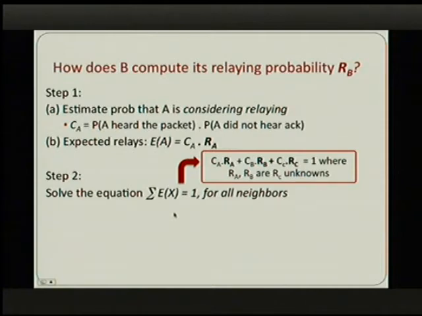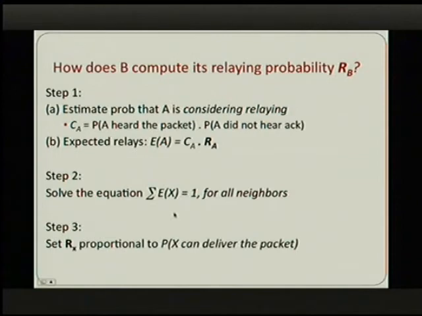Notice that if B solves this problem, it not only determines its own relaying probability, but also the relaying probability of its neighbors. And every node is doing the same thing, which means that all nodes are estimating their own relaying probabilities plus that of the neighbors, and the probabilities work out in such a way that they all make consistent decisions. So here, of course, this is an under-constrained equation. To solve this uniquely and also according to our objective, we set the relaying probability proportional to the probability that the access point can actually deliver the packet. In other words, we weight the relaying probability according to the connectivity of the access point.